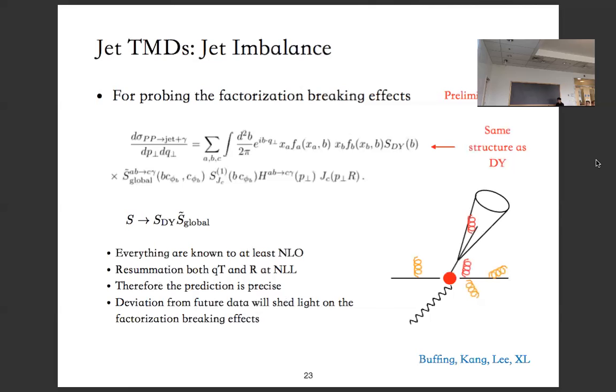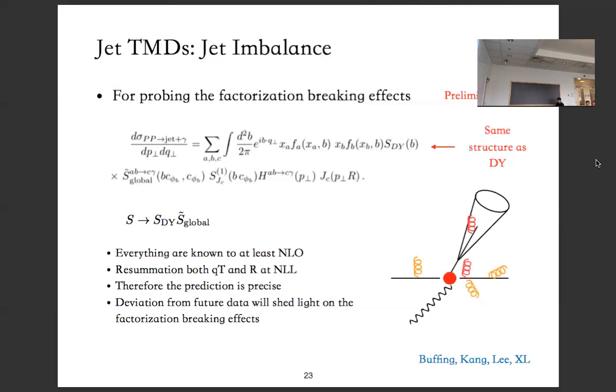Typically, we put the tree color factor here. We could, but we put the fixed order calculation color factor there. It depends on how you organize the color factors, but more or less, eventually they will be exactly the same. And for that, you can implement zero rapidity cuts, things like this, for comparison to experiment.